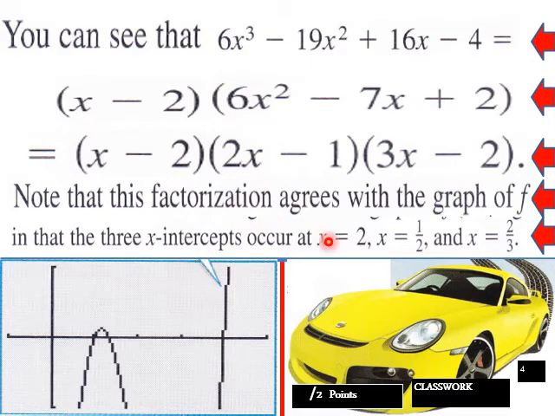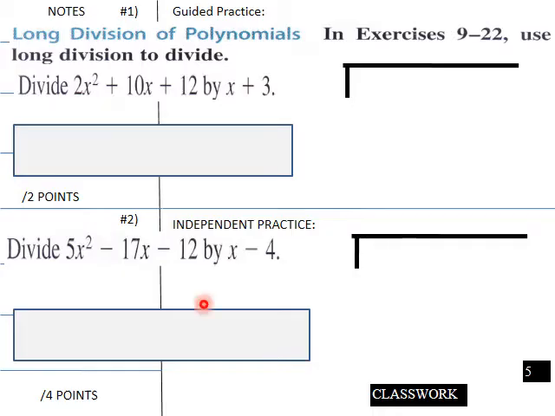Okay, 3 intercepts occur at 2. We know that from here. And then 1/2, this would be the 1/2. And then this would be the 2/3 here. What did I say up here? This would be 2/3. So this would be 1/2, and then this would be 2/3 there.